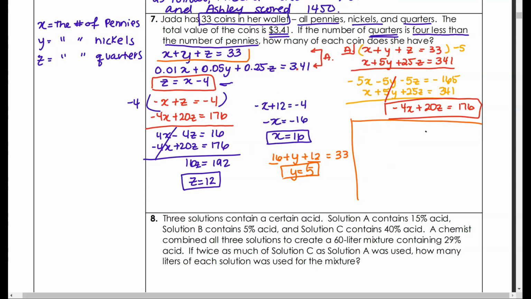So again, because we have an application problem here, let's go ahead and answer this in words. So we're going to come over here and say that Jada has a total of 16 pennies, 5 nickels, and 12 quarters. Okay. And then that's it for that problem.